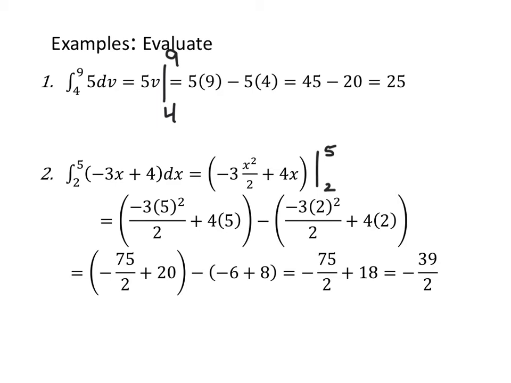So, when we evaluate the antiderivative from 4 to 9, I'm going to call that the integral from 4 to 9 of 5 dv. Well, we know that the antiderivative of 5 is 5v, and then we have this line, and it says evaluated from 4 to 9. And remember, in the fundamental theorem of calculus, it was top minus bottom, f of b minus f of a. So I'm going to evaluate 5 times 9 minus 5 times 4.